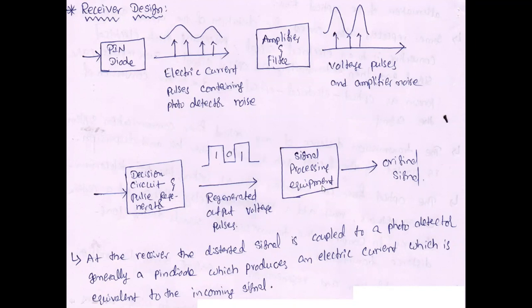Next, signal processing equipment. What is its use? If some very little noise is still present, we have to remove that noise, and finally we get the original signal. This is the basic block diagram of receiver design.